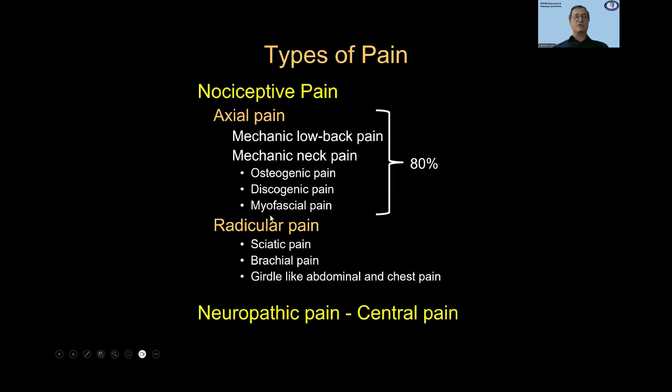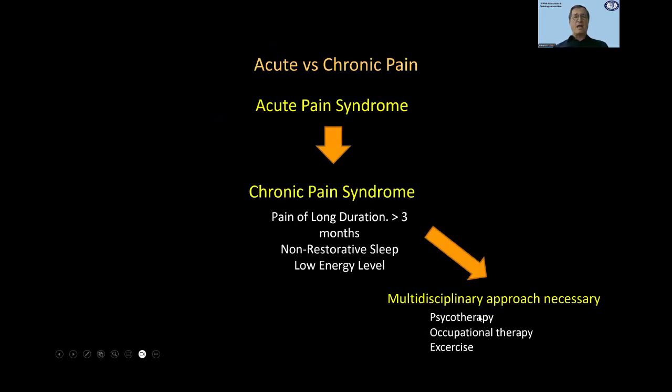However, there are mainly only two types of pain. One is nociceptive pain, the other is neuropathic or central pain. Another concern must be acute versus chronic pain, which is quite different. In acute pain syndrome, you get good responses to analgesic drugs. However, in chronic pain syndrome, we need a multidisciplinary approach, psychiatric approaches, occupational therapy, exercise programs. We need them.